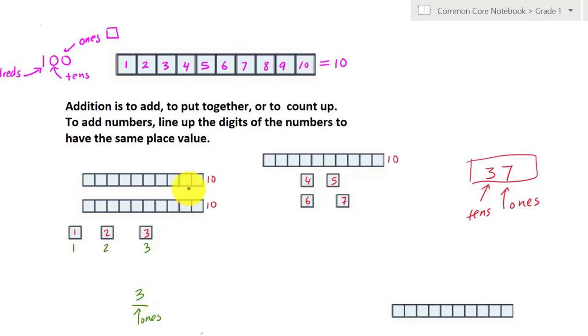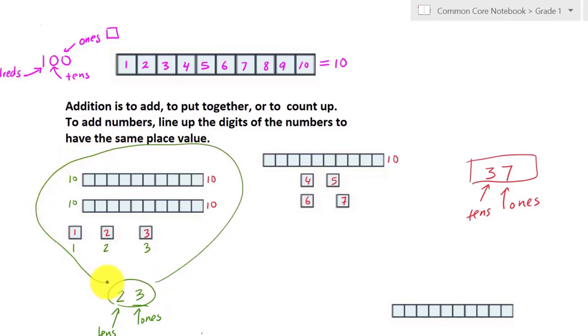And for the 10s, we have 1 ten, 2 tens. And that gives us 2 tens. So in this case, the number is 23. Okay? And that's for this sample right here. 23 boxes. What about over here?